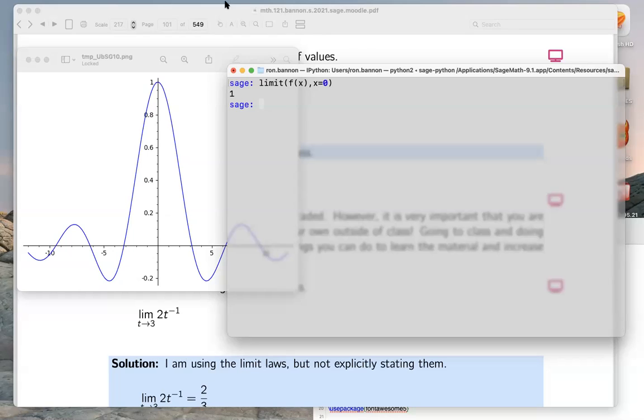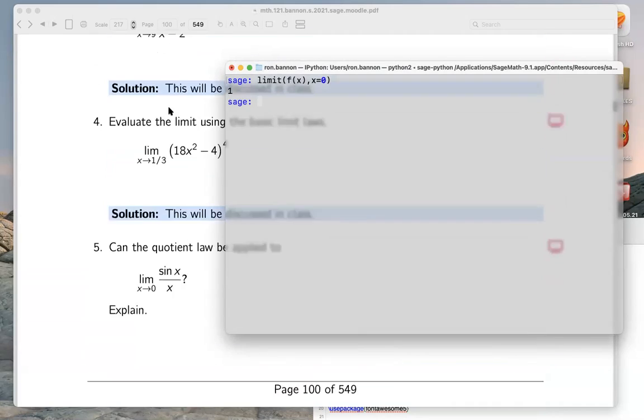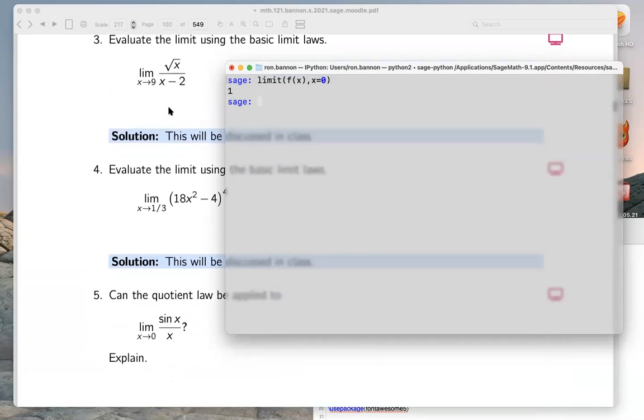Let me just go back over my problem set. And I'm going to look at these things over here. I don't want to do each one of them, but let me do one of them. Let me do this one over here. I'm going to define a new function, f of x, to be equal to the square root, sqrt of x, divided by x minus 2. Okay. I'm going to do the limit. And let's take a look at that. I'm going to do the limit of f of x, and I'm going to say x equals 9.